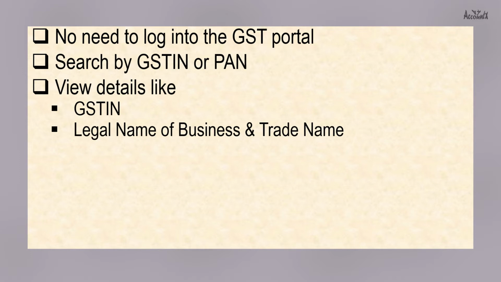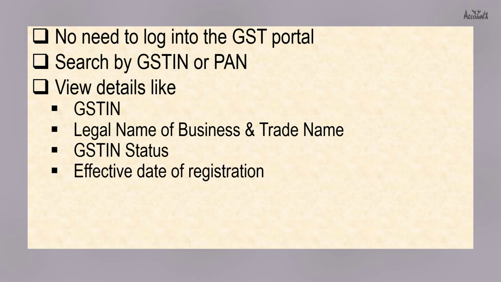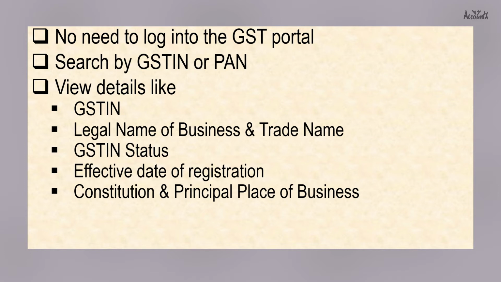Usually these two are one and the same, except in case of proprietorship concerns, where legal name of the business would be the name of the proprietor and trade name would be the name of the organization, if any. We can view the status of GSTIN, whether it is active or cancelled. We can view the effective date of registration, constitution and principal place of business. Constitution is whether the taxpayer is a private limited company or a partnership firm or a proprietorship concern. Principal place of business is the address of the taxpayer.